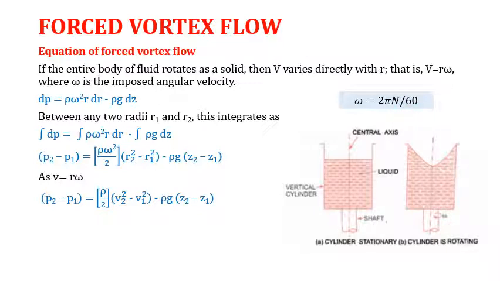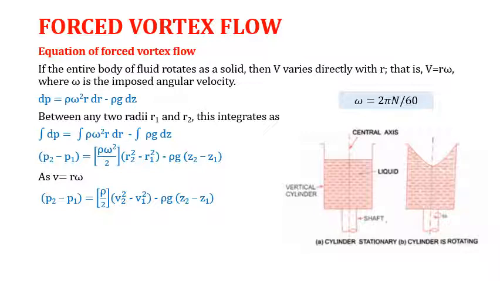As we know, velocity varies directly with radius, so v is equal to r omega. We are going to write the pressure equation which we have just formed: dP is rho v square over r dr minus rho g dz. So replace v square by omega square r square, and you will get this expression: dP is equal to rho omega square r dr minus rho g dz. Now integrate this expression and apply the limits between two radii r1 and r2.